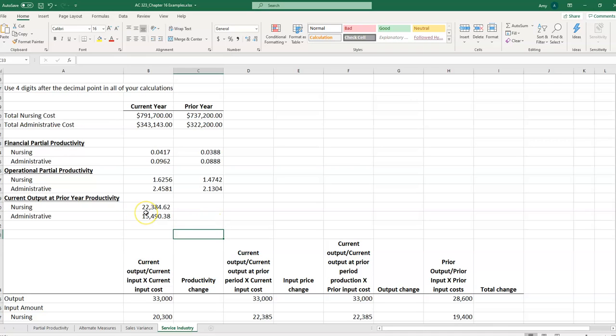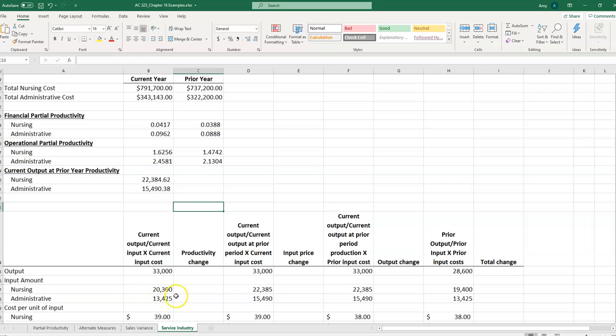And so we see that if we had maintained the prior year's operational productivity measures, we would have had 22,384 hours for nursing, and we had 20,300, so we're more efficient, and 15,490 hours administrative. So we can see that overall, we were more efficient in our operations numbers.